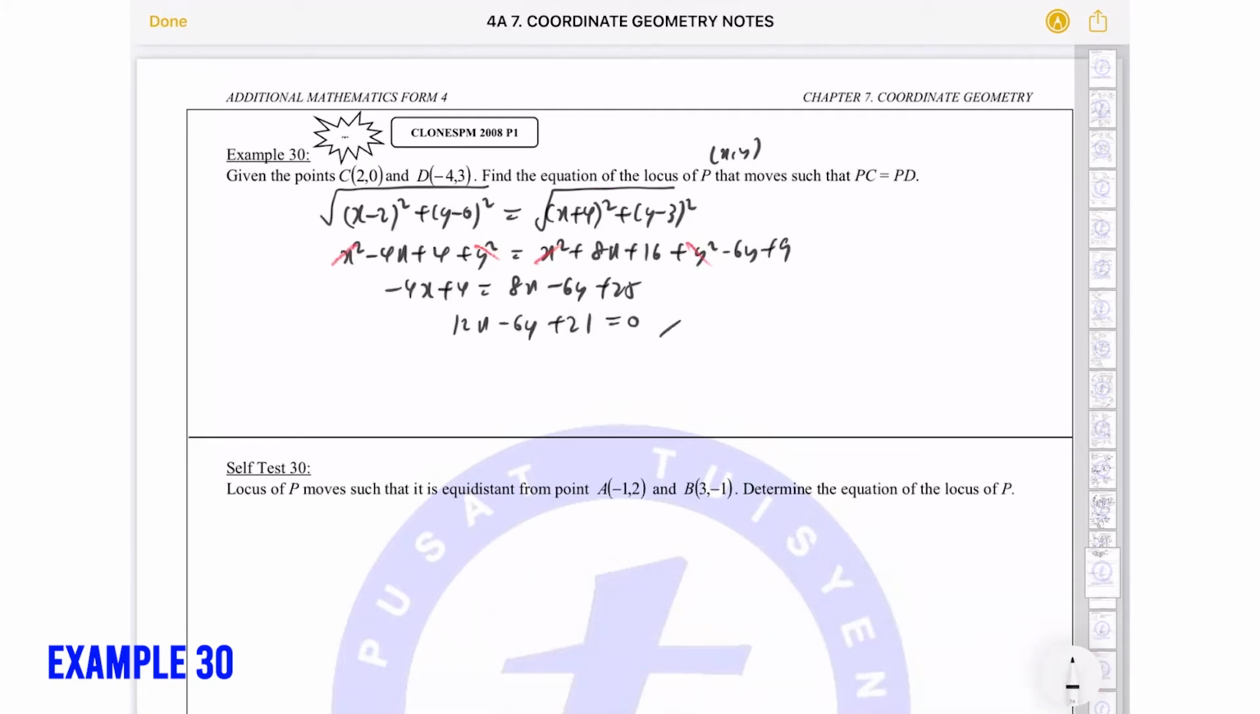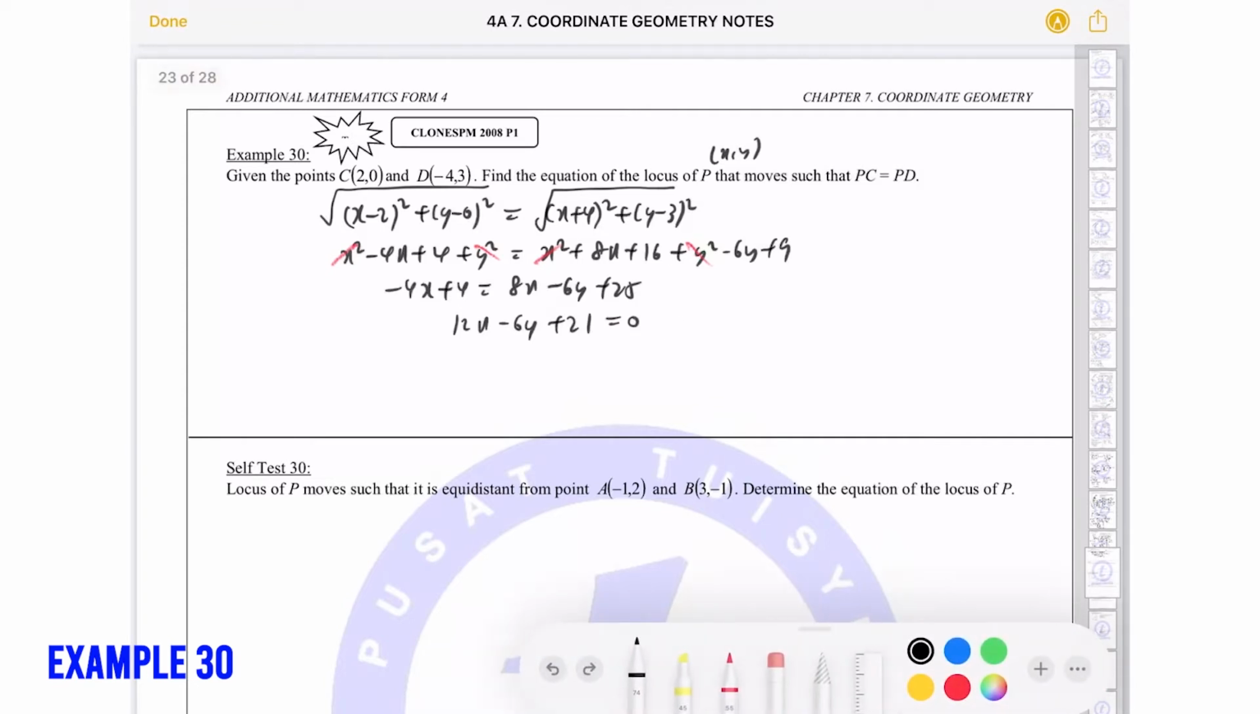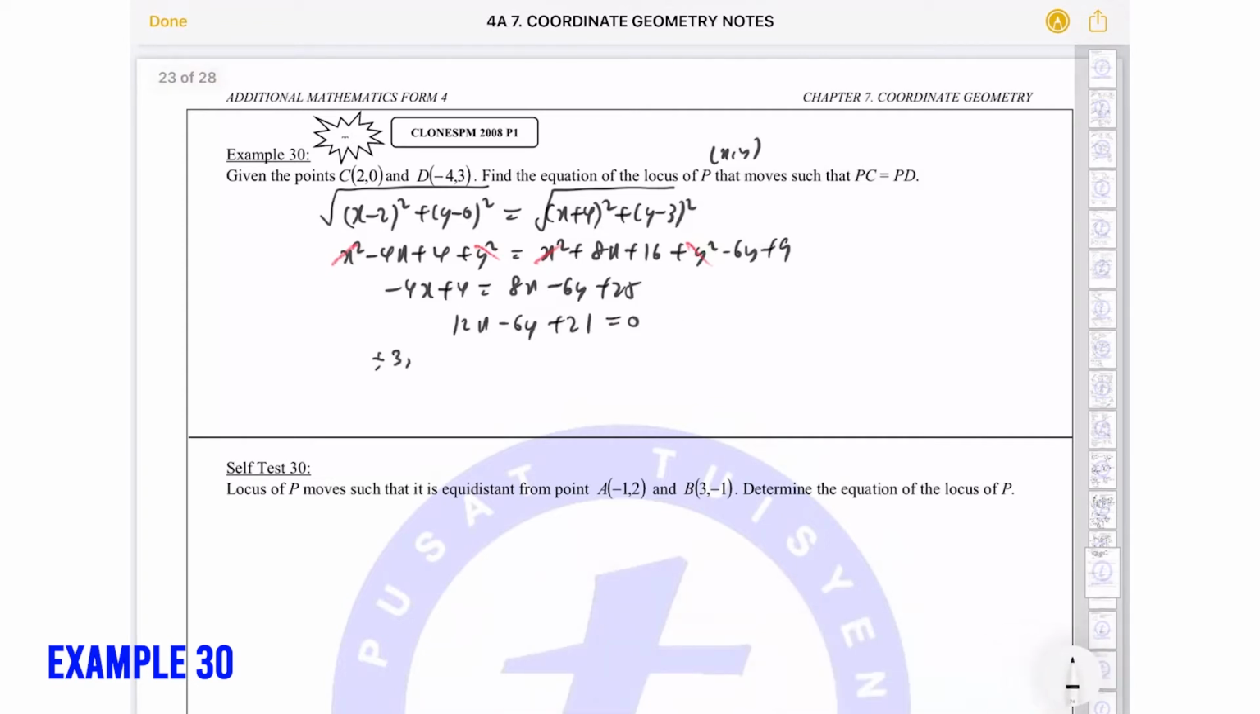Normally, if you can simplify, you should simplify. I should not stop here. I'll just divide by 3. So 4x minus 2y plus 7 equals 0. Now this is in the form of the equation of a straight line in general form.